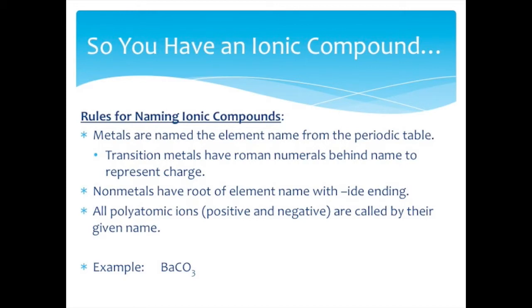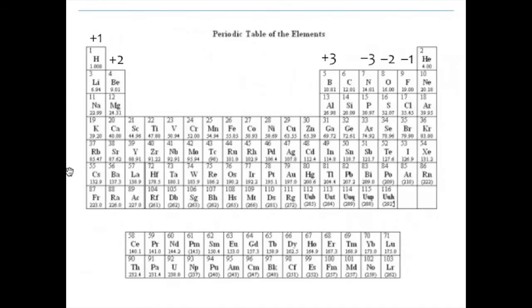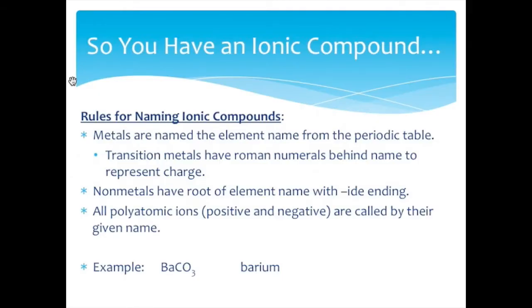We need to name our metal. Well, barium. Ba stands for barium. Our next step is to determine, is barium a transition metal? Looking at the periodic table again, you can see that barium, element number 56, is not a transition metal. It is located in group 2. So we don't need any parentheses.